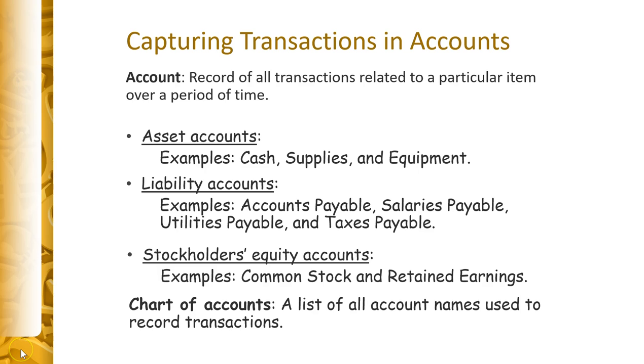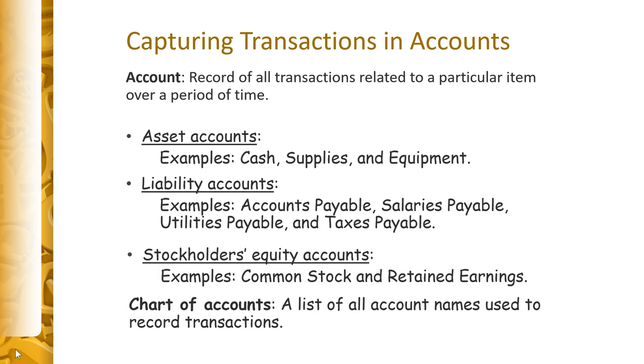Now, accounts: a record of all transactions related to a particular item over a period of time. Asset accounts, examples would be cash, supplies, equipment, accounts receivable, any prepaids where you pay in advance like insurance. Liabilities, we would have accounts payable, salaries payable, utilities payable, taxes payable, notes payable. These would all be examples that would fall under that category.